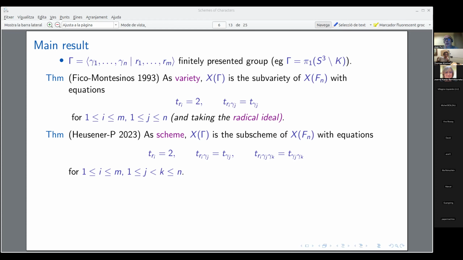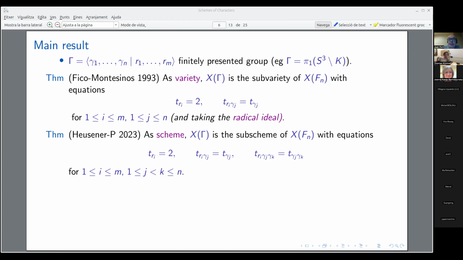If you have x squared, you take x, something like this. Okay. So what we did with Michael Heusener from Clermont-Ferrand 30 years later is, let's take care of multiple points and compute it as a scheme. What relations do we need?